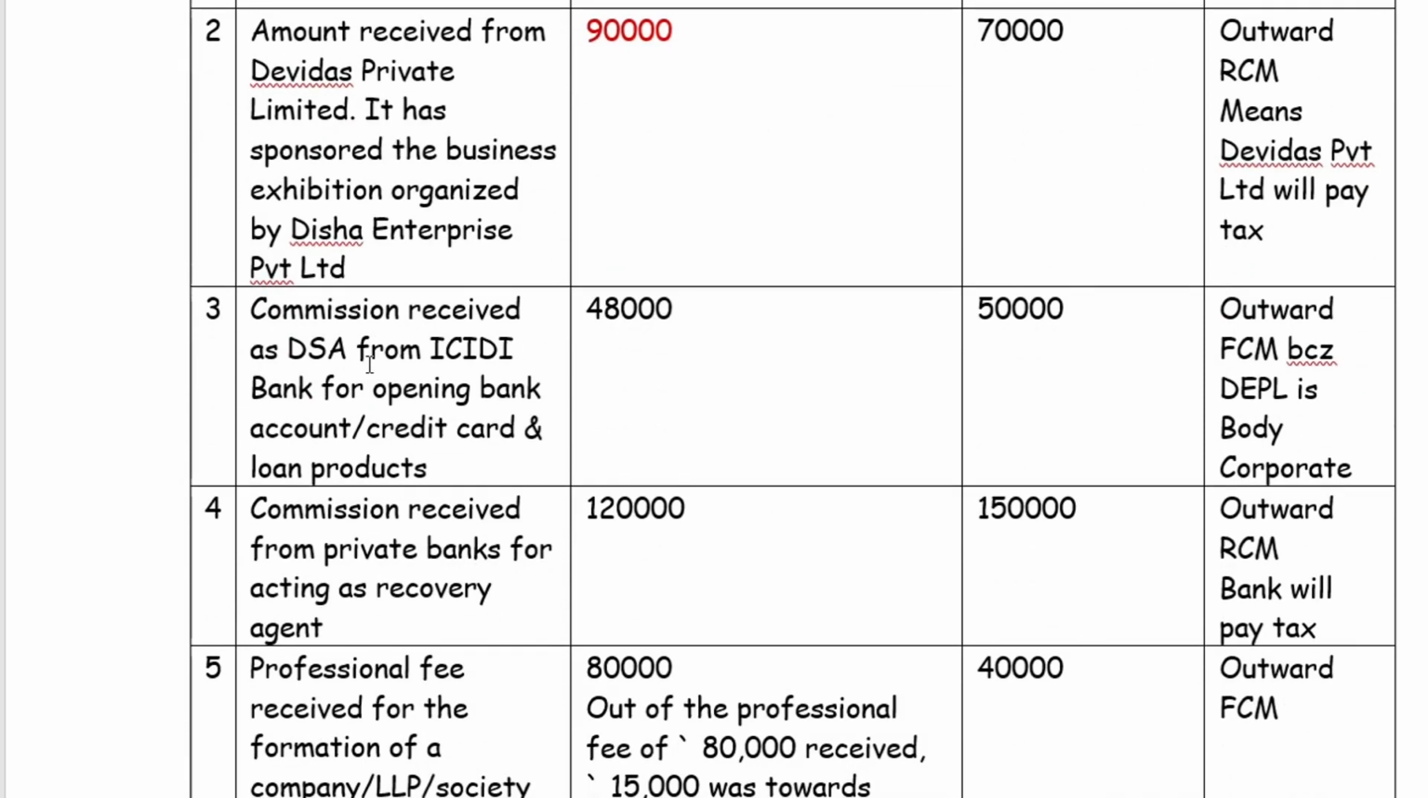Next, commission received as a DSA from ICICI Bank. Here, Disha Enterprise is a body corporate. RCM is not applicable, right? I already explained this with the provision. So here FCM will be applicable. In that case, we have to include this 48,000.